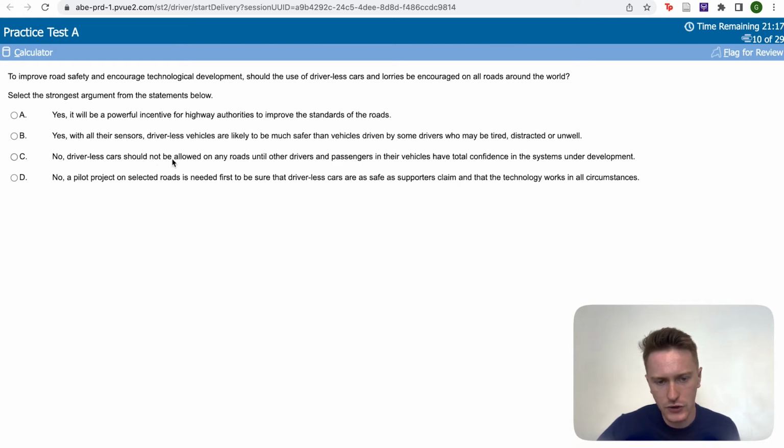Driverless cars should not be allowed on the roads until there is total confidence in the systems. That's nothing to do with anything that's mentioned. No, a pilot project on select roads needed first to ensure that driverless cars are safe. So that's the road safety and supporters claim and the technology work. So D addresses both of these parts. I would say D is the correct answer.